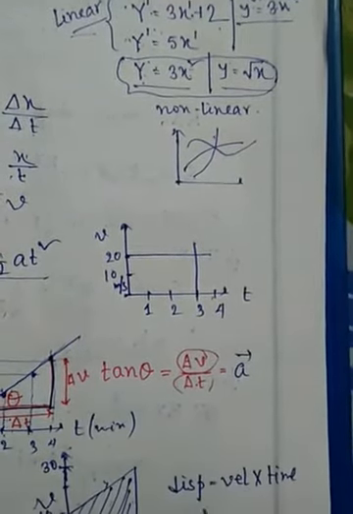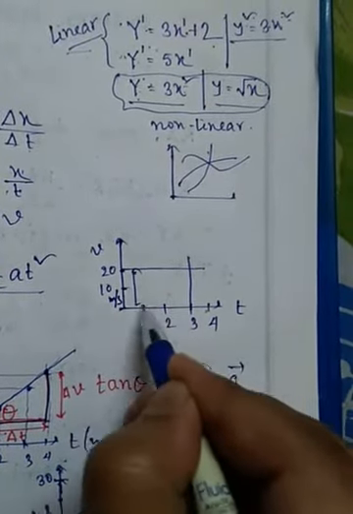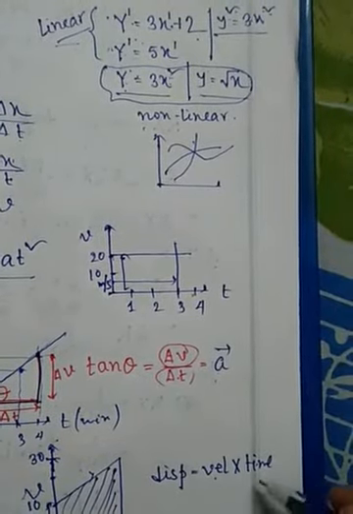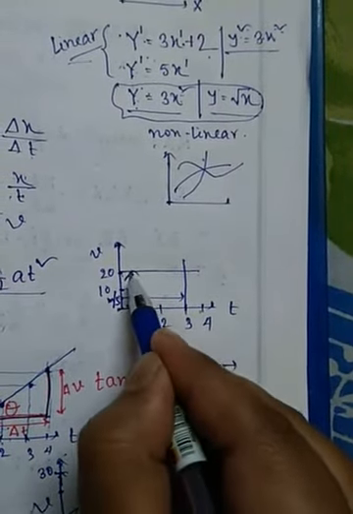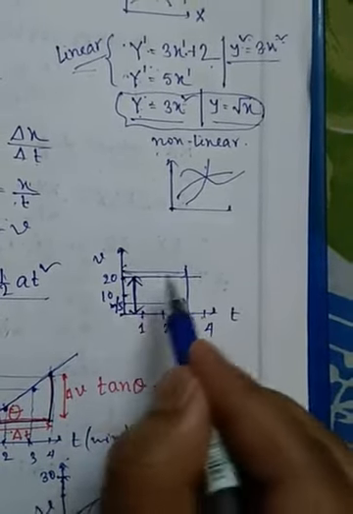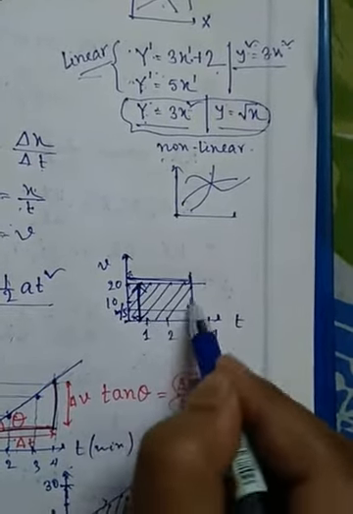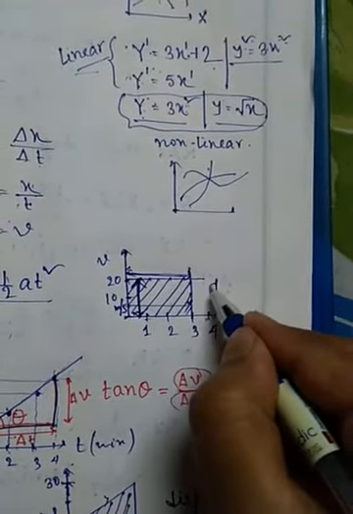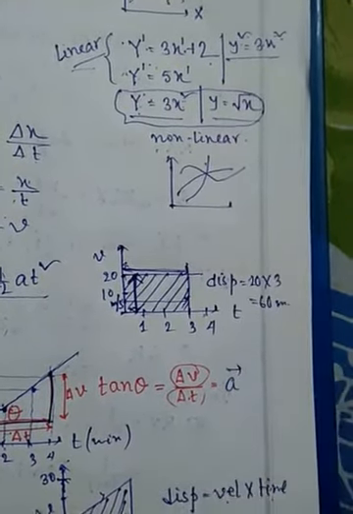What I have told you, to find the displacement, is velocity into time. So what is the velocity here? 20. And what is the time here? 3 seconds. That means 20 into 3, that is the answer. But look very carefully, this 20 is the height or the length, and 3 is the breadth, or vice versa. So this is length into breadth. That means the area of this rectangle gives us the value of displacement. So displacement equals 20 into 3, that is 60 meters.